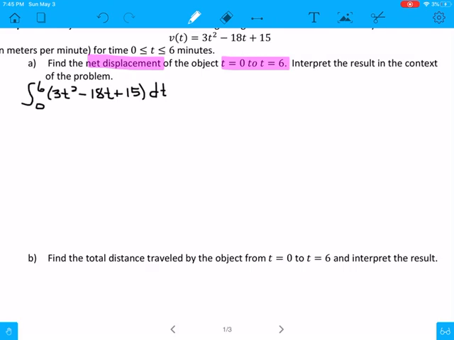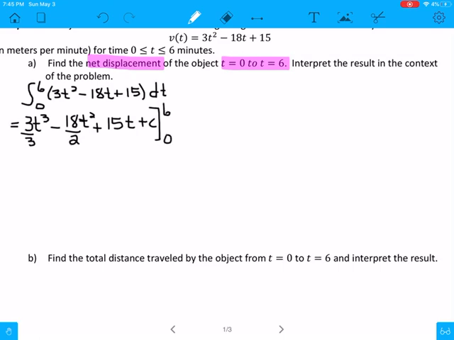So now this is just the same math as we've done before. So we just use the fundamental theorem of calculus. So what do I say? Okay, it's 3t squared. It's now going to be 3t cubed divided by 3 minus 18t to the 1. It's now going to be t squared divided by 2. Plus 15, whenever you have a constant, it was 15t plus c from 0 to 6.